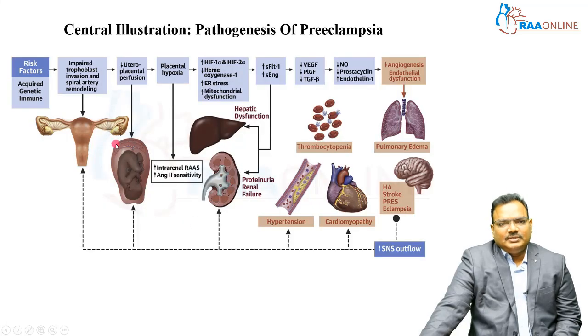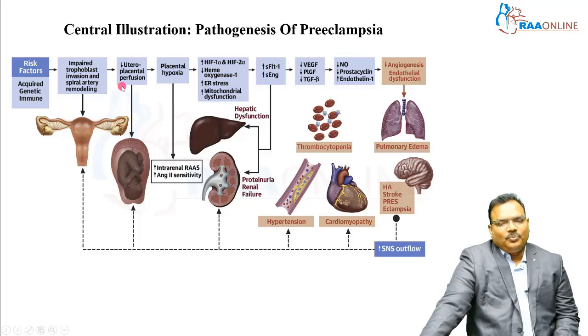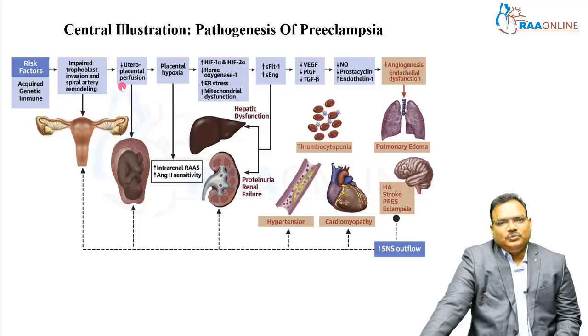So what happens with this? You see here there is impaired trophoblast invasion and spiral artery remodeling. This leads to a reduced uteroplacental perfusion. Because of the reduced blood flow to the fetus, there is going to be reduced fetal growth and IUGR and all the problems to the fetus. Because of the placental hypoxemia, that is the main thing which is going to happen, it activates the systemic response. It causes an increase in the intrarenal renin-angiotensin axis, and it increases sensitivity to angiotensin II.